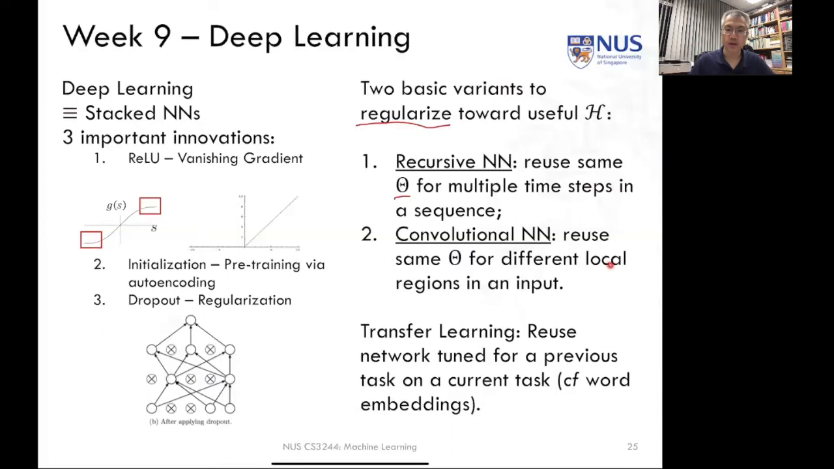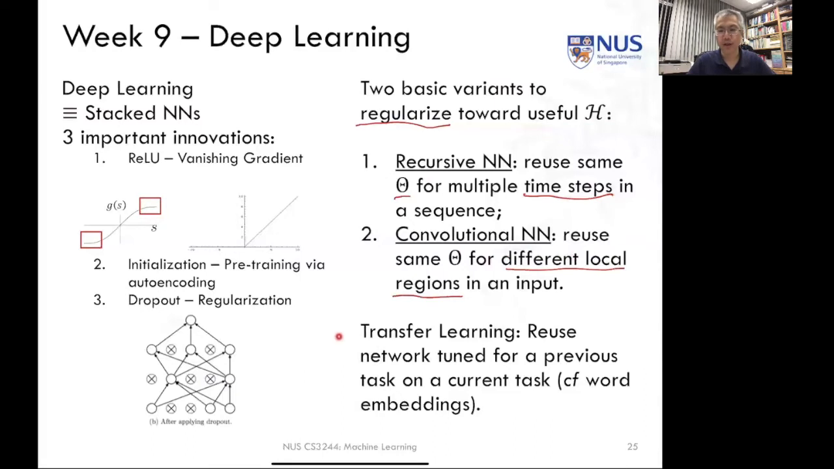Secondly, we looked at convolutional neural networks. Again, here the idea is to reuse the same beta, but now instead of for multiple time steps, we're using it for different local regions of an input. For example, in an image or for a set of consecutive words in an input string, if you're talking about natural language processing.